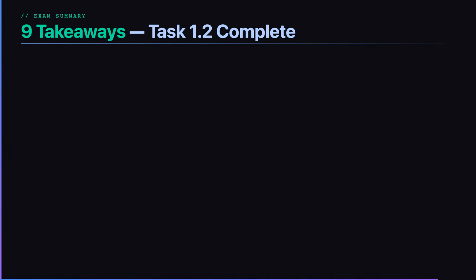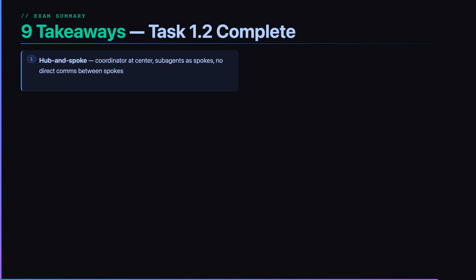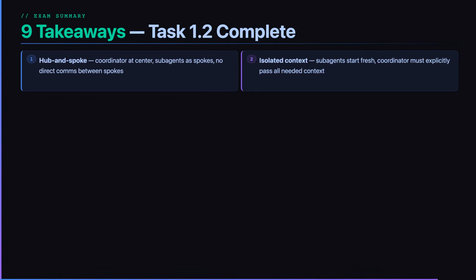That covers all 7 concepts. Here are the 9 things you must be able to state from memory for the exam. 1. Hub and spoke. Coordinator at center, subagents as spokes. No direct communication between spokes. 2. Isolated context. Subagents start fresh. Coordinator must explicitly pass all needed context.